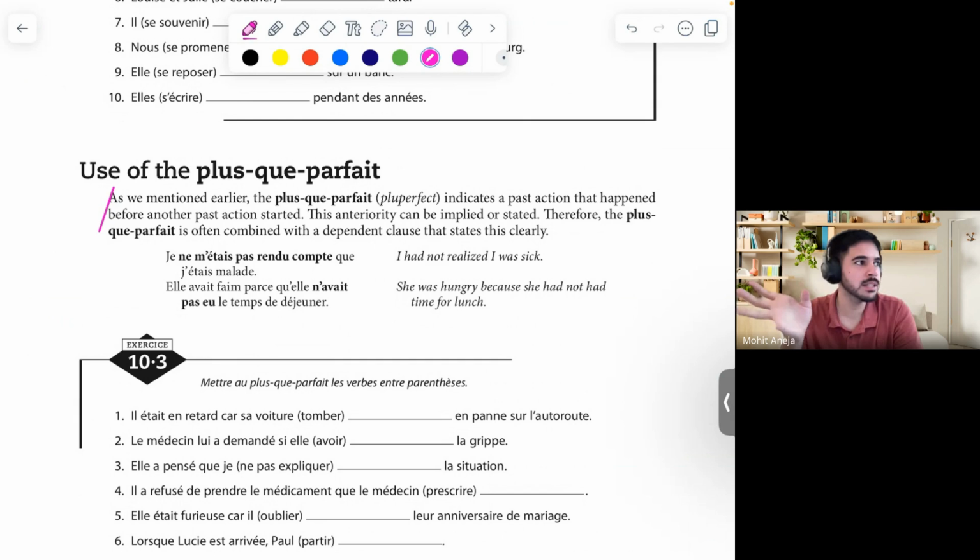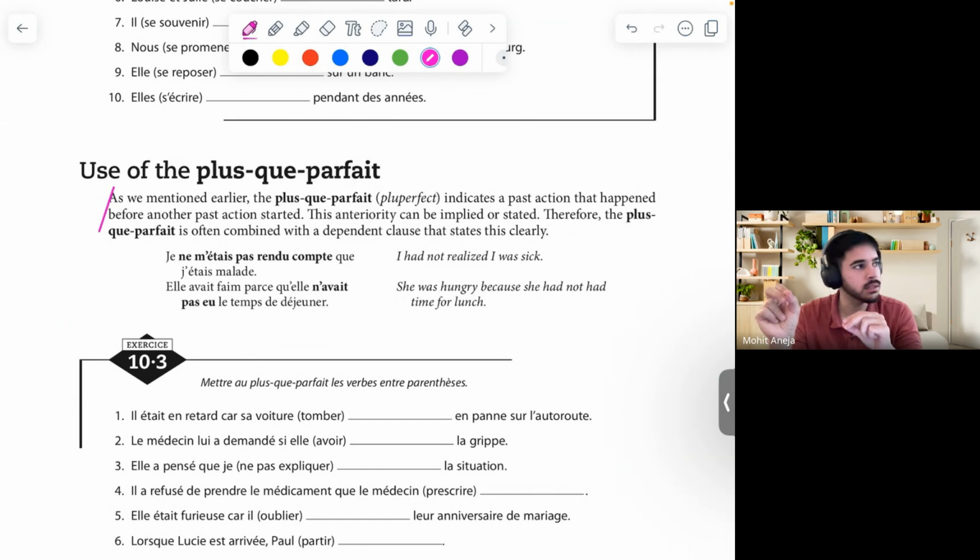वी डोंट केयर उसके बाद क्या हुआ, एक एक्शन हुआ, ठीक है, खाना खाने के बाद व्हाटएवर हुआ, we are not concerned with that. उससे पहले कुछ हुआ and that is often described with, and that is always described with the plus-que-parfait. सो यहाँ पे ये बोल रहा है, this anteriority can be implied. The first case that we discuss is implied और stated.